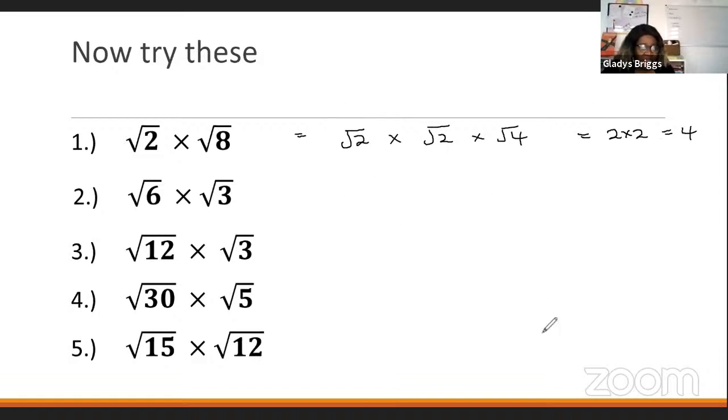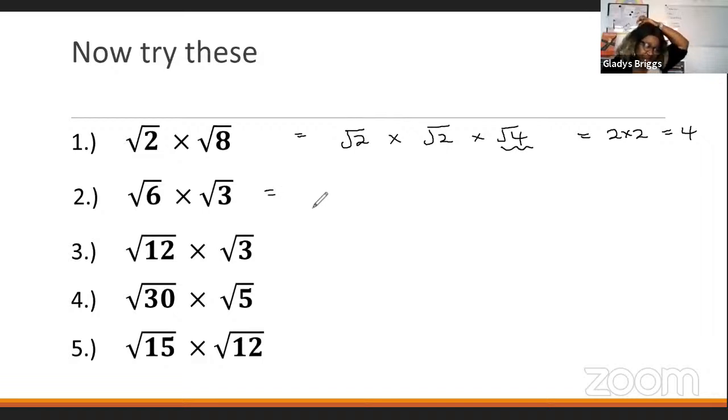Did anybody get that right? Let's have a look. 2 root 4, you didn't get to the end of it. Root 4 is not a surd, okay? It's a rational number.